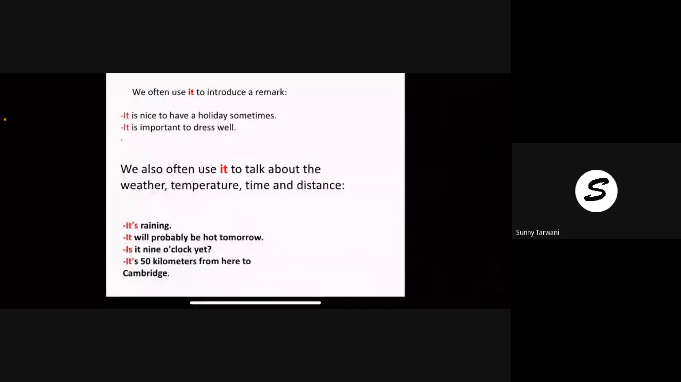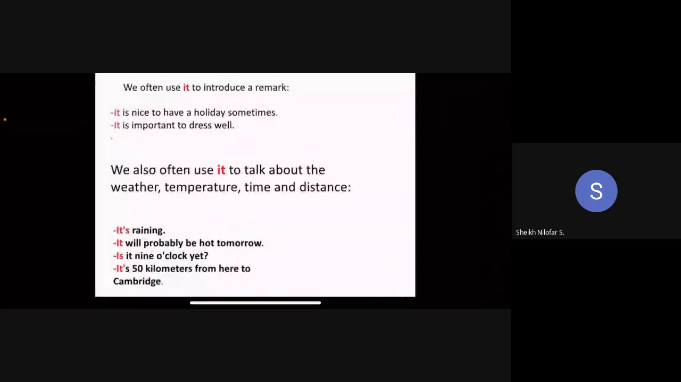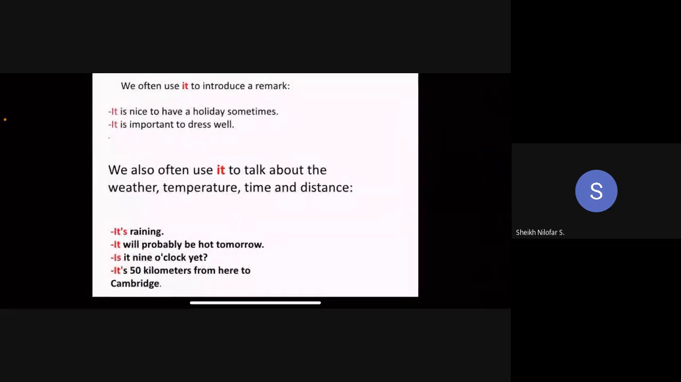Read this. We often use it to introduce a remark. It is nice to have a holiday sometimes. It is important to dress well. We also often use it to talk about the weather and the time. It's raining. It will probably be hot tomorrow. Is it 9 o'clock yet? It's 50 kilometers from here to Cambridge. Any doubt?